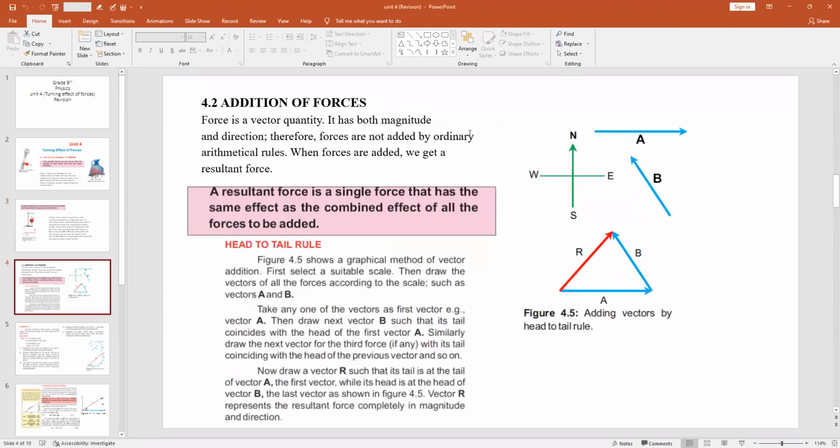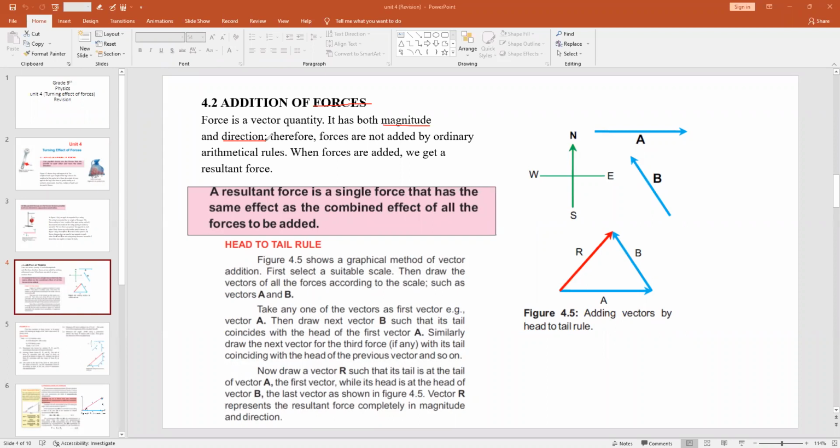Now, topic 4.2 is addition of forces. First of all, you must know what vectors are. Vectors are those quantities which have magnitude and direction, right? So forces are basically a vector quantity because they have magnitude as well as direction, right? So we cannot add them by ordinary arithmetic rules. In scalar quantities, we are dealing only with magnitude.